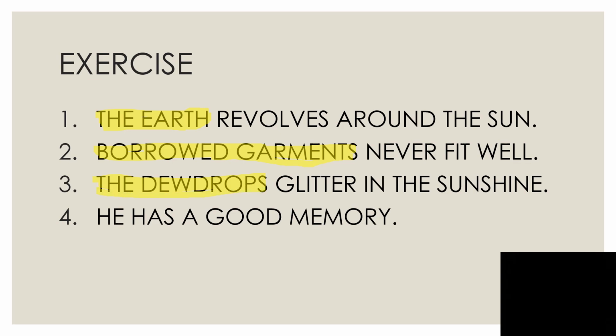Now coming to the next question, the fourth question or the last question of our exercise: he has a good memory. Who are we talking about? We are talking about a particular person, he. So he will become the subject over here. Has a good memory will become the predicate.